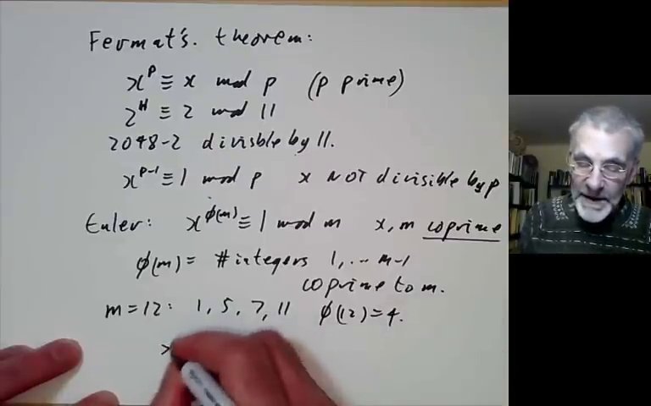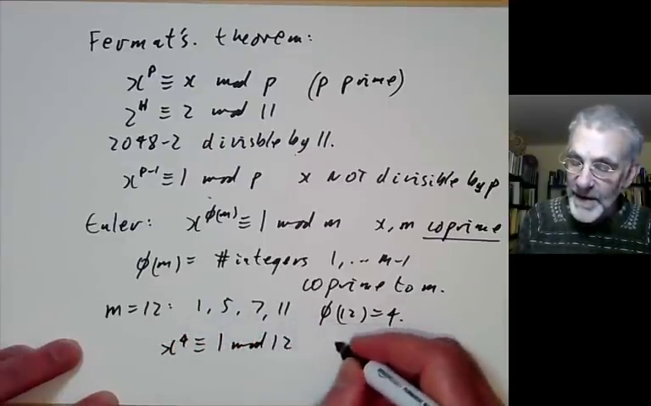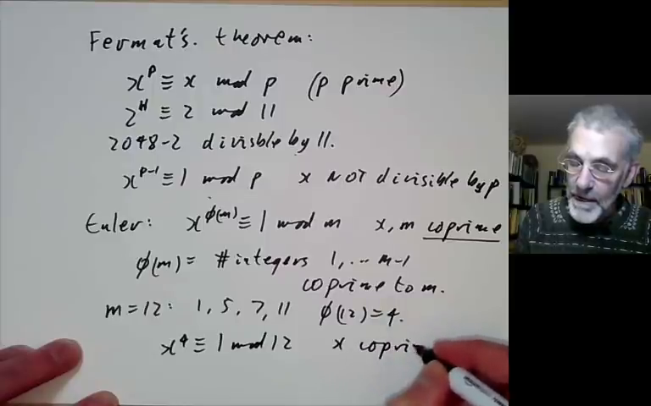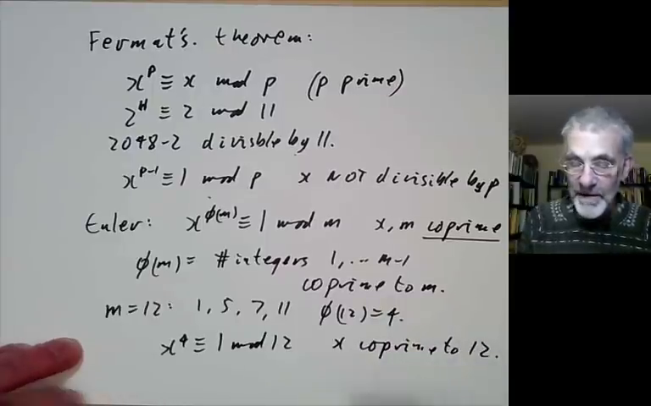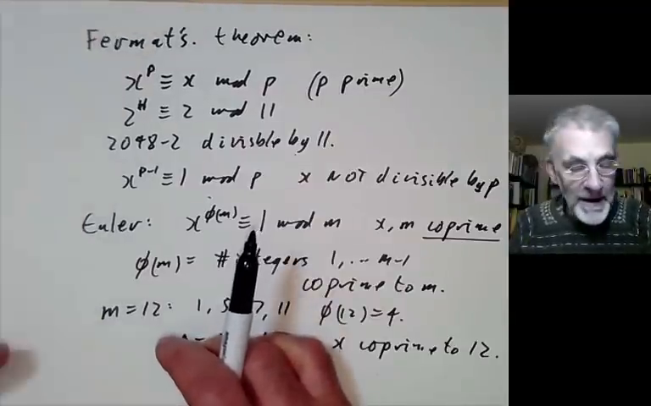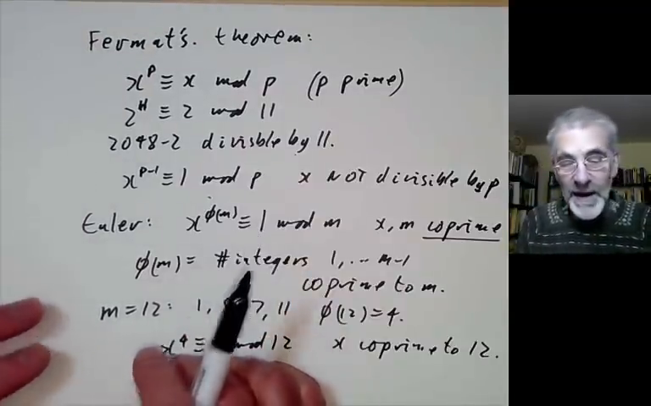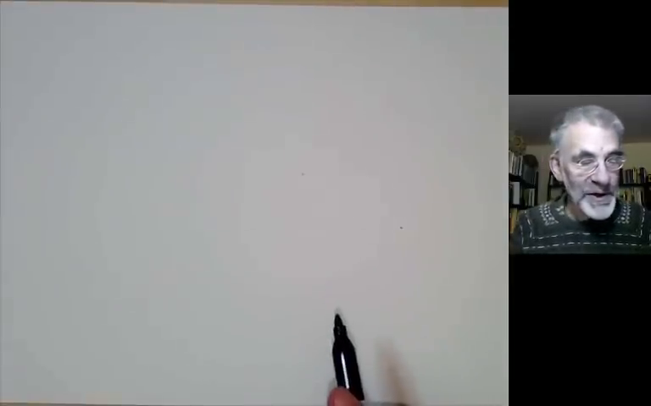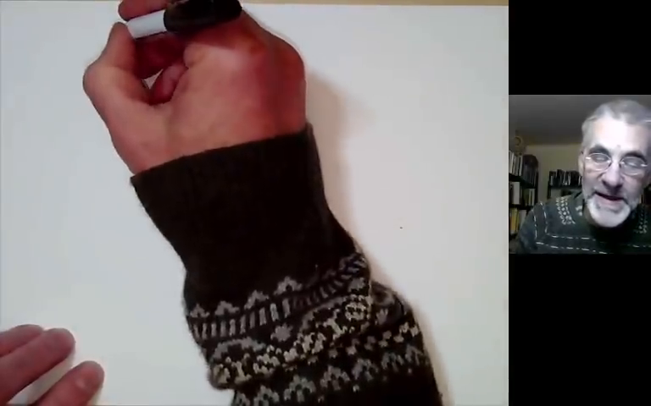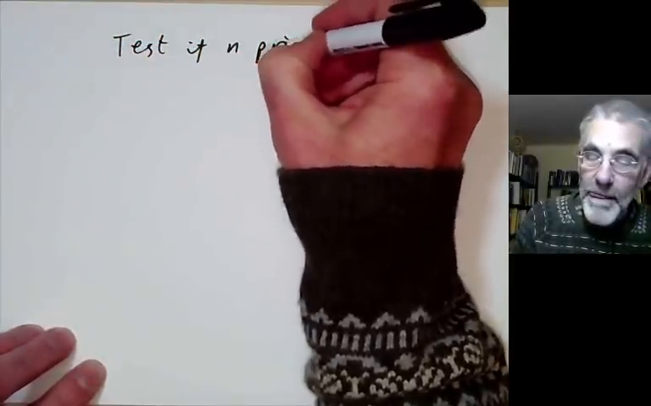So we find that x to the 4 is always congruent to 1 modulo 12 whenever x is co-prime to 12. Fermat's theorem and Euler's theorem are some of the most basic useful theorems in number theory, used all the time. So let me give one application of Fermat's theorem. Suppose you want to test if n is prime.